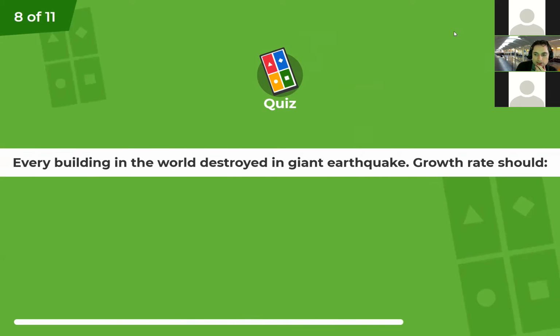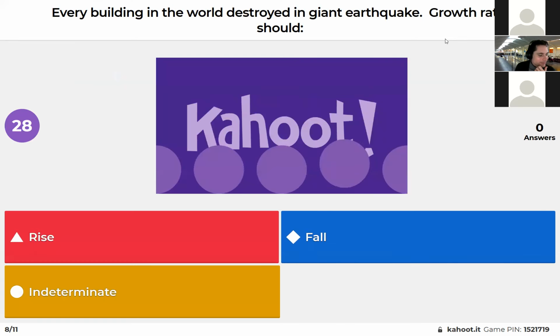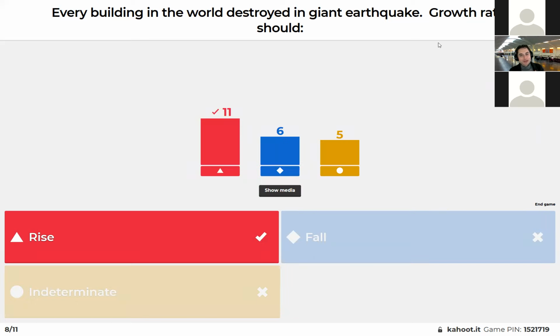Imagine that every building in the world is destroyed in a giant earthquake. According to these models, what do we expect to happen to the growth rate of these economies? Okay, so most people wrote rise. I can see how you could be a bit tricky here. So what I meant to say here is, imagine that we're on a steady state.